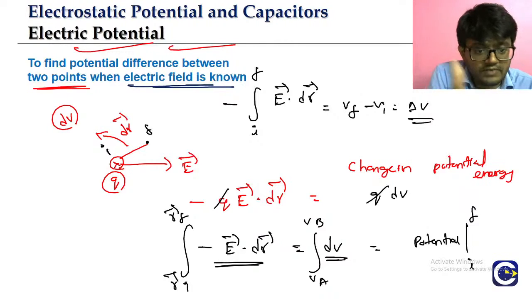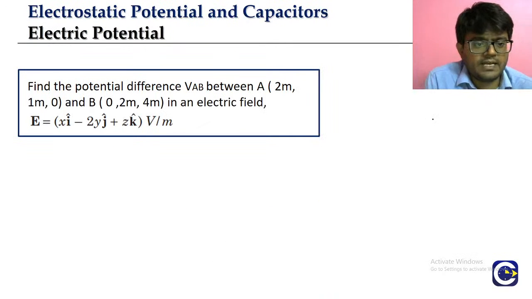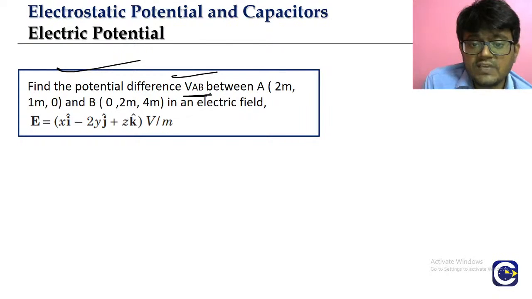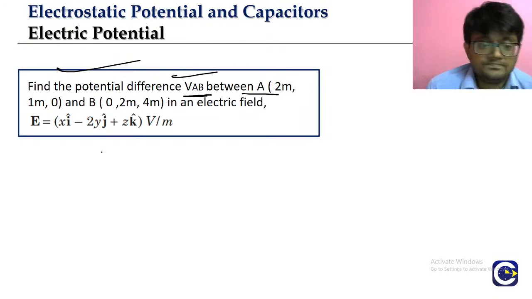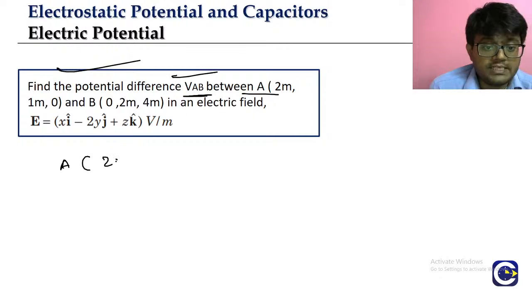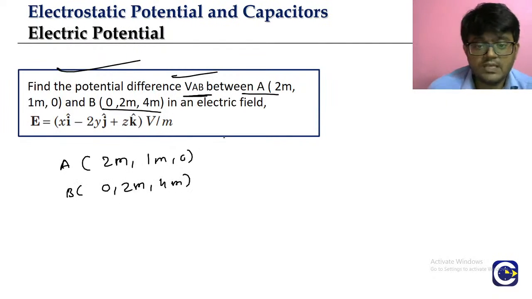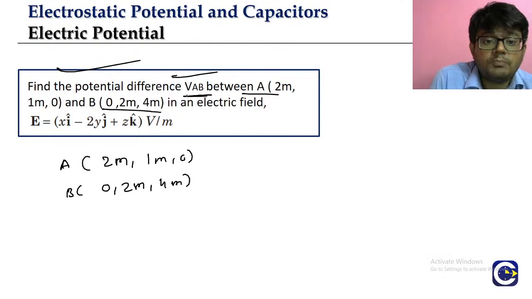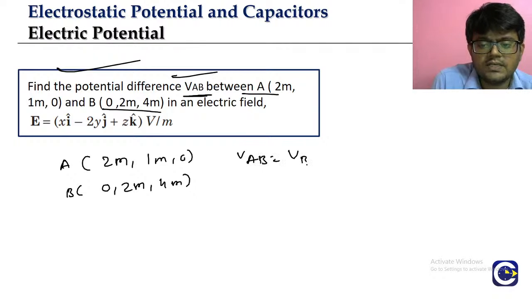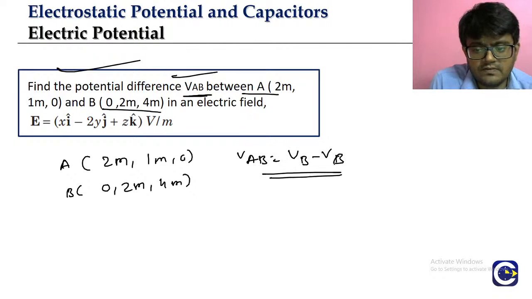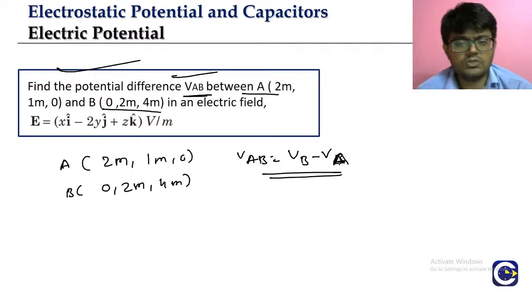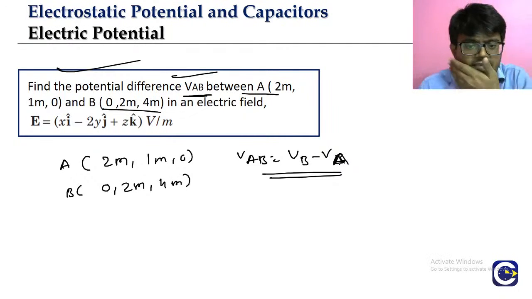We'll look at a problem. Find the potential difference VAB between point A with coordinates 2 meter, 1 meter, 0, and point B with coordinates 0, 2 meter, 4 meter. Potential difference VAB means VB minus VA. We should calculate VB minus VA.